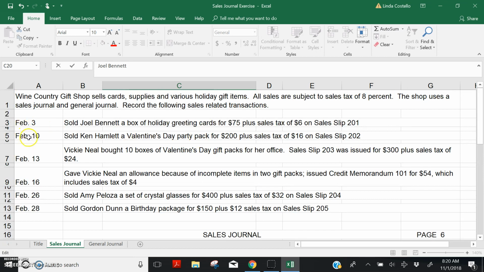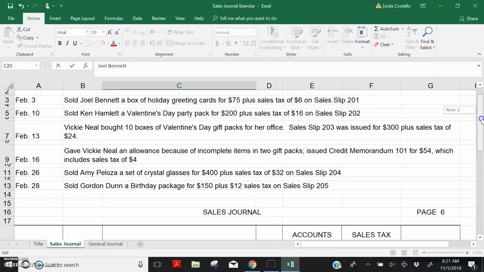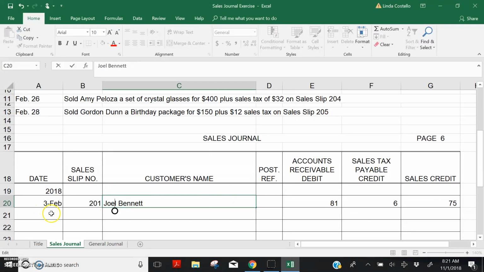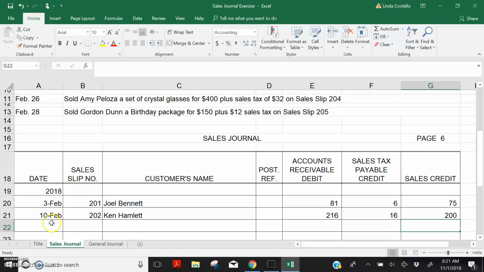In the next transaction, we sold Ken Hamlet a Valentine's Day party pack for $200 plus sales tax of $16 on sales slip 202. Let's get that one recorded. Date, February 10th, sales slip 202, customer Ken Hamlet, debit accounts receivable $216, credit sales tax payable $16, credit sales $200.